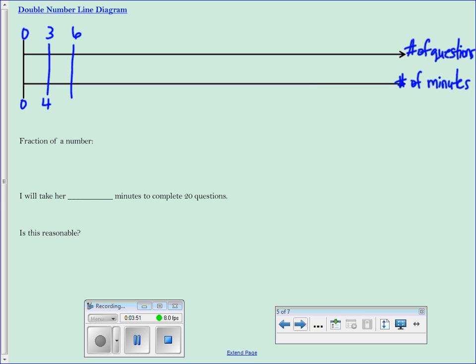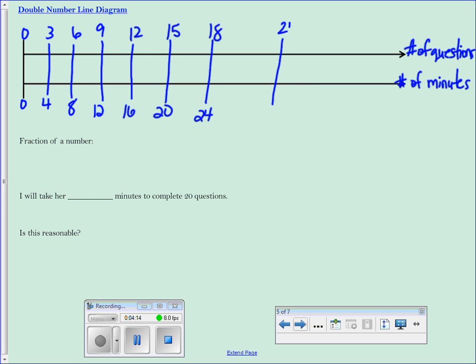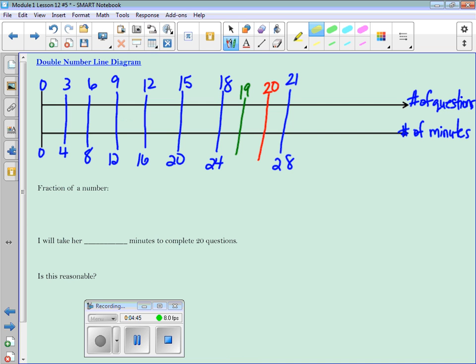3 to 4, 6 to 8, 9 to 12. We're basically just rewriting our ratio table. This is just a different way to display it. Even though I want to keep them spaced out, I'm going to give myself a little more room here. I don't have to keep going because I'm working in here what I need to know. I can stop here. I want to know this 20 questions. So I have to now separate my double number line. So I have 18, 19, 20, 21, because this is what I'm trying to find.